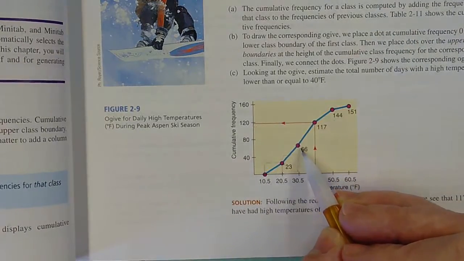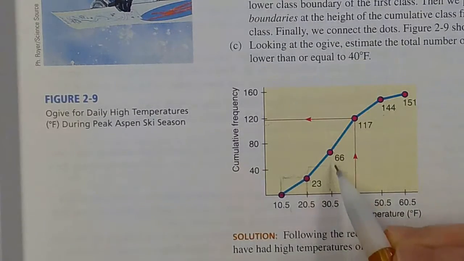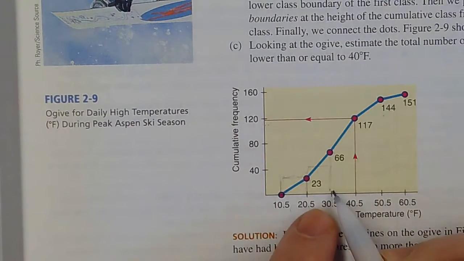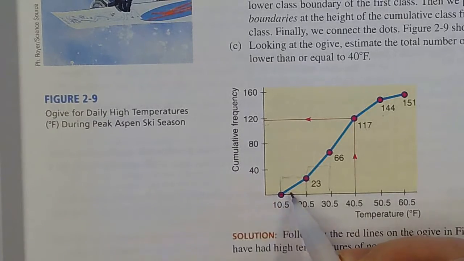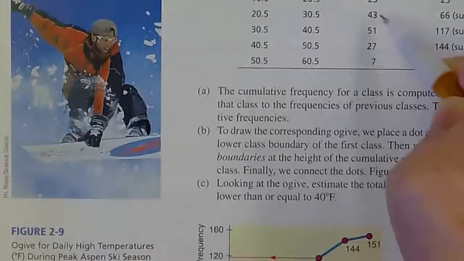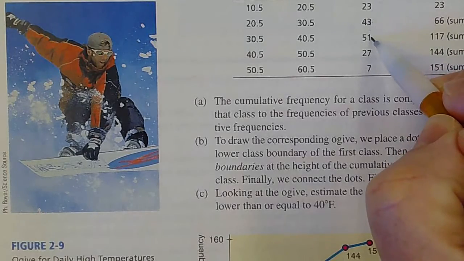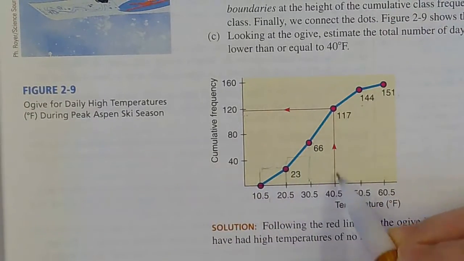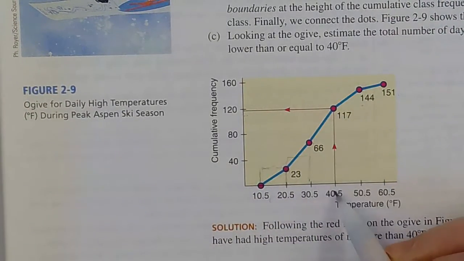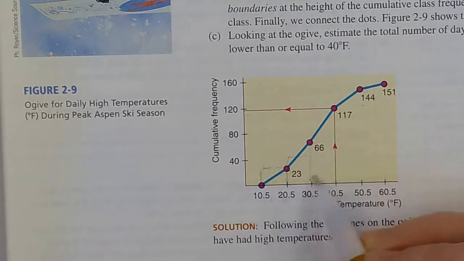So how do you read this? Basically what that means is 66 days were 30 and a half degrees or lower. That's how we can interpret that. How do I get this next number of 117? Add all three of these up, or add the 51 to the 66, and I get 117. So now that means 117 days the temperature is below 40 degrees, if I'm summarizing all this.